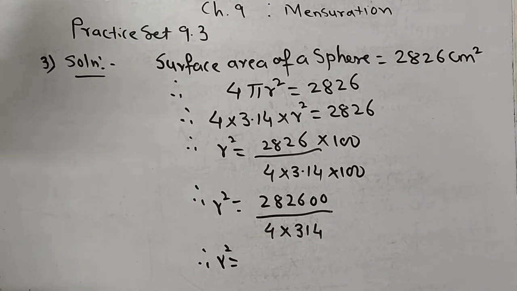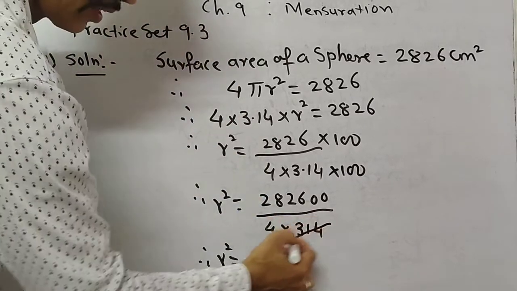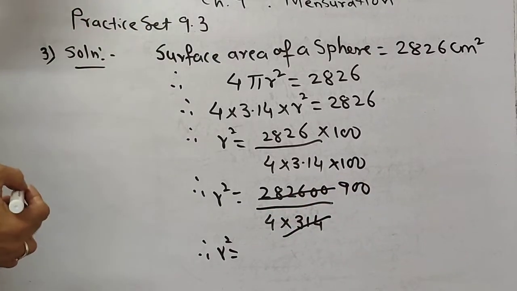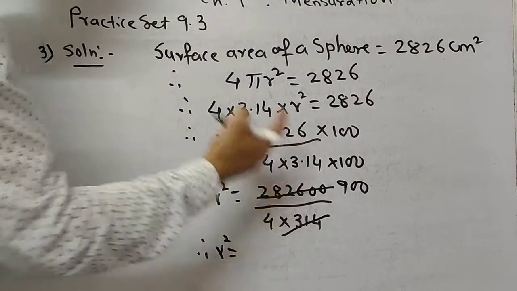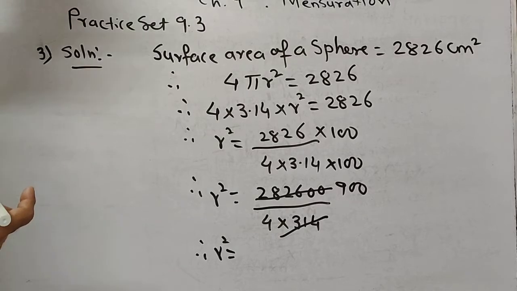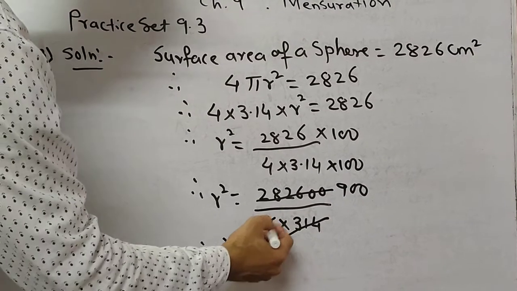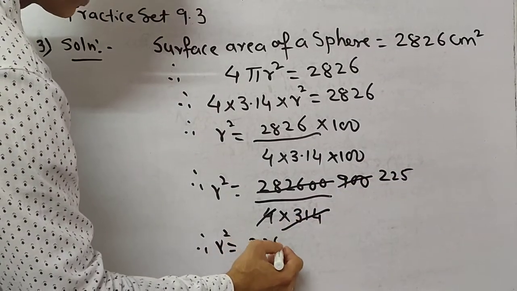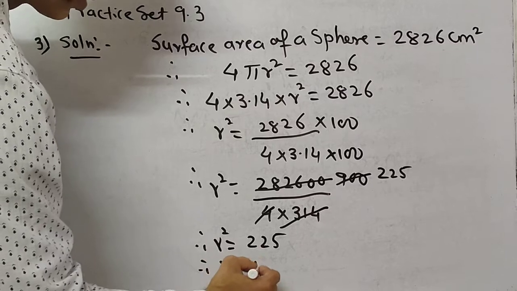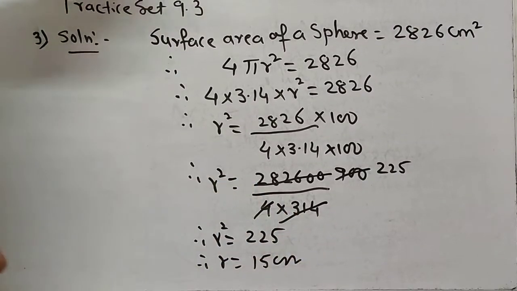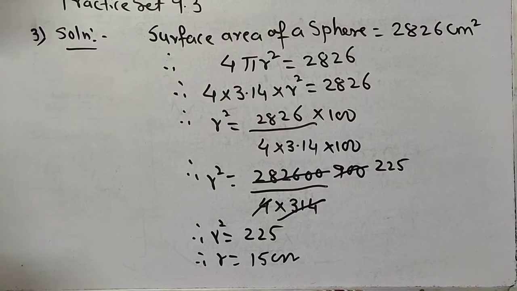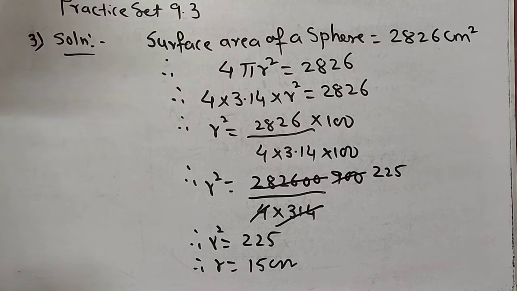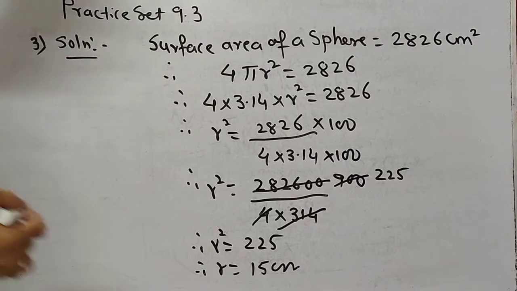In the table of 314, if you will take the table, you will get 9 times. Okay, 900 you will get. 314 9 times is 2826. Okay, and if you will divide this by 4, you will get 225. So r square you got 225, and therefore r is equal to 15 centimeter. R is 15 centimeter. Okay, after getting r, then we can find the volume of a sphere.